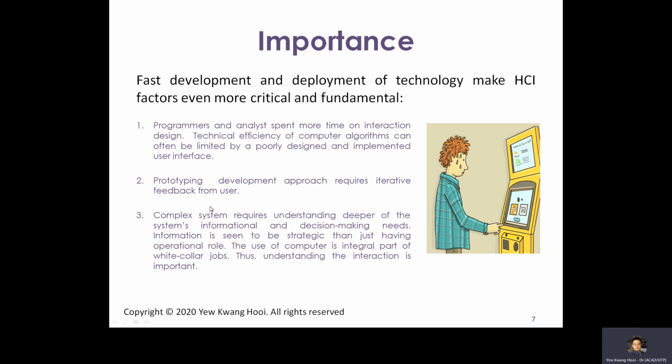Complex systems require an even deeper understanding of the informational and decision-making needs. This is where an activity diagram, for example, is important to help us understand the required inputs and the type of decisions that humans make, or where the machine assists humans in making those decisions. The use of computers is part of white-collar jobs, white-collar professions. So understanding the interaction, so that the machine can augment and improve human decision making, is important.